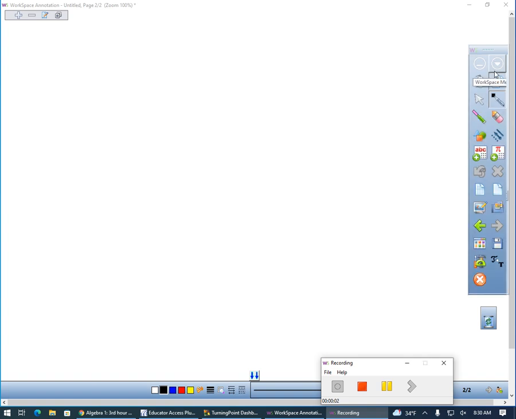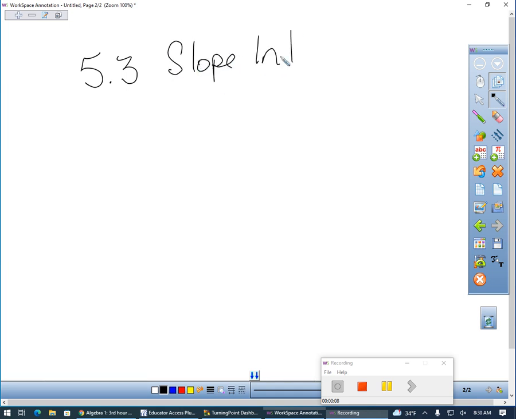This is about slope-intercept form, right? 5.3. And you guys did discuss this last year. Why don't you guys tell me to begin with, what do you remember? Give me one thing you remember. Anybody?